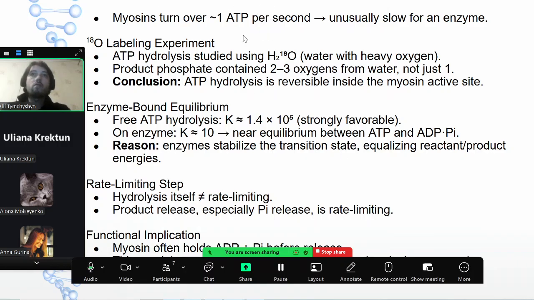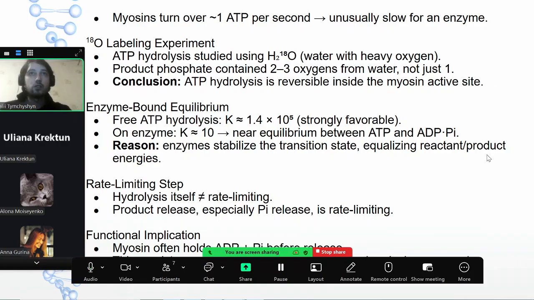The sort of turnover, like 1 ATP per second, is unusually slow for the enzyme, and you can prove that something interesting is happening with the experiment with radio labeling. If you label the oxygen, you can study the processes, and you see that the product phosphate, so ATP hydrolysis, of course, is hydrolysis because water is used, and you use water with heavy oxygen. The product phosphate may contain 2-3 oxygens from water, not just one.